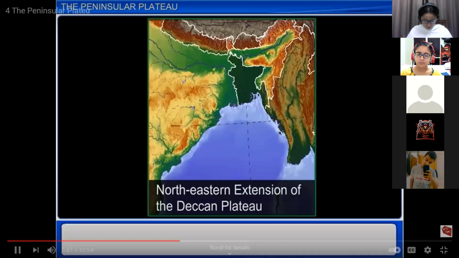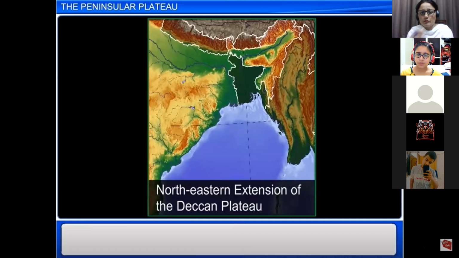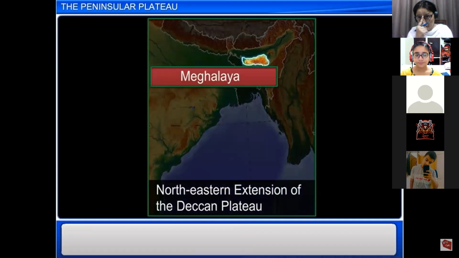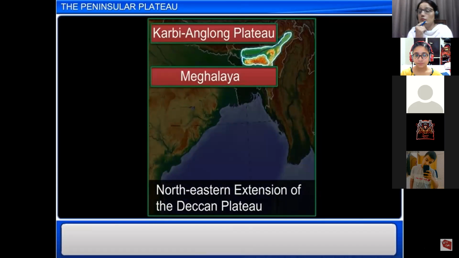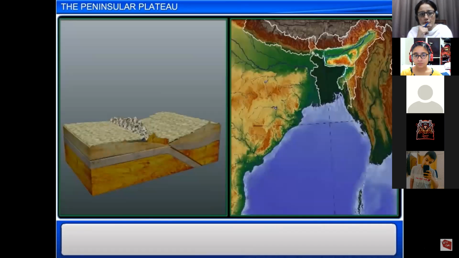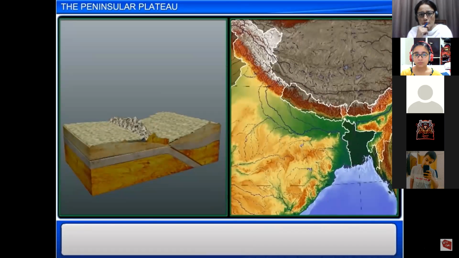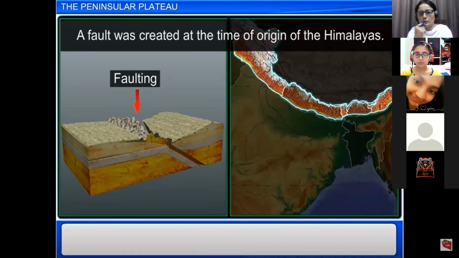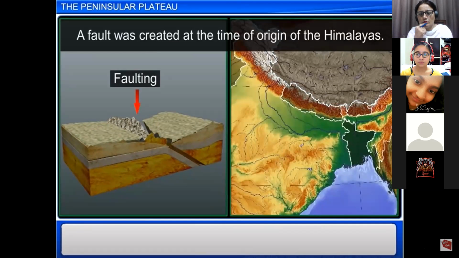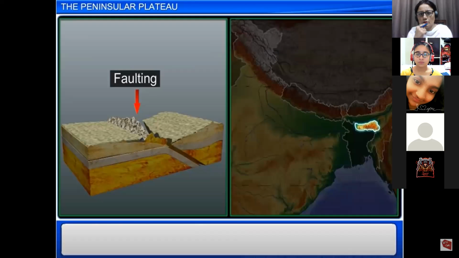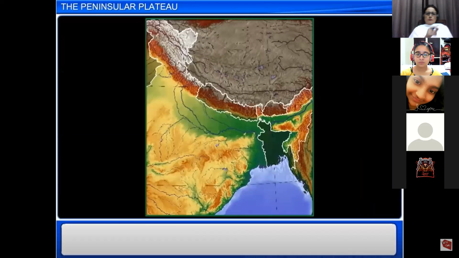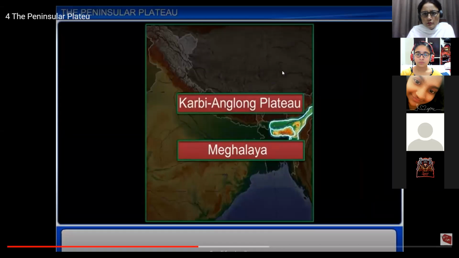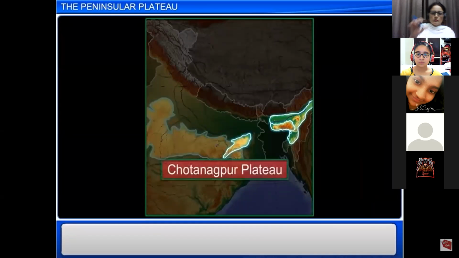In the northeast is an extension of the plateau called the Meghalaya and Karbi Anglong Plateau. It is believed that due to the force exerted by the movement of the Indian plate at the time of the formation of the Himalayas, a huge fault was created. This fault demarcates the Meghalaya and Karbi Anglong Plateau from the Chota Nagpur Plateau.